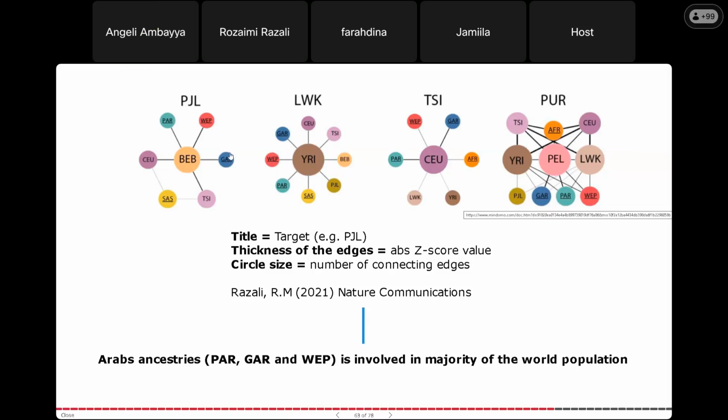So at least for these 3 Arab ancestries, Pa, Ga, and Web, they are involved in the majority of the world population. The only ones that don't have Ga and Web are the East Asians. But the East Asians, the Han Chinese, the Japanese, all of them still have Pa.